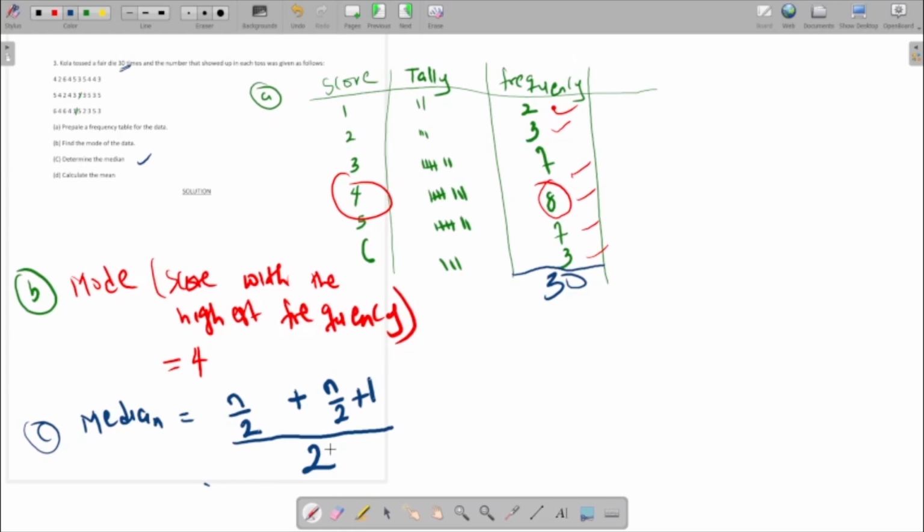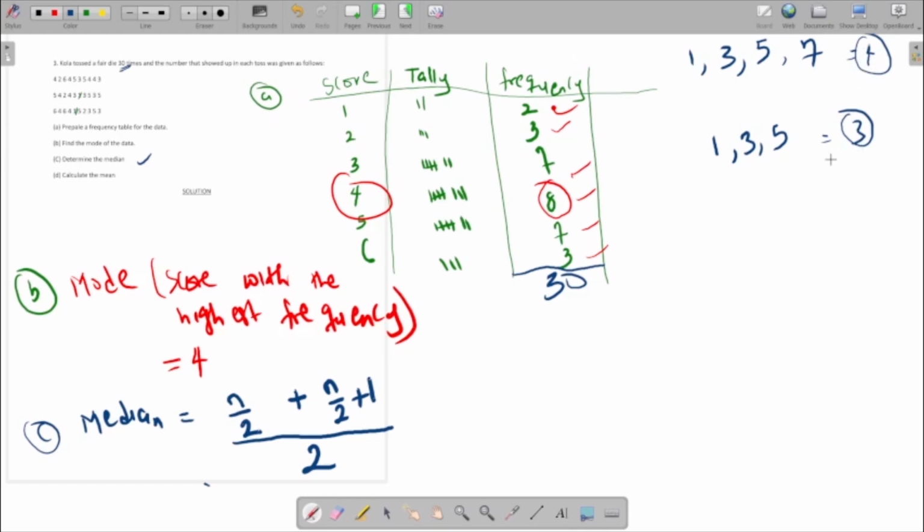So let me just give an example here. If I have 1, 3, 5, and I have here 1, 3, 5, 7. This is 4, and this is 3. The 4 we have here is an even number, and the 3 we have here is an odd number. So this is an even set of data, and this is an odd set of data.